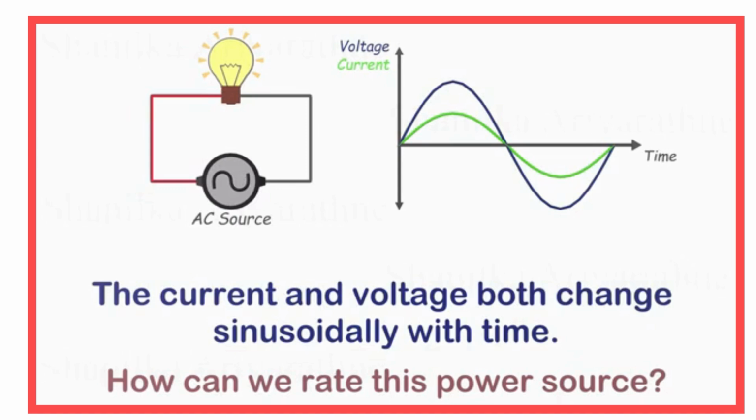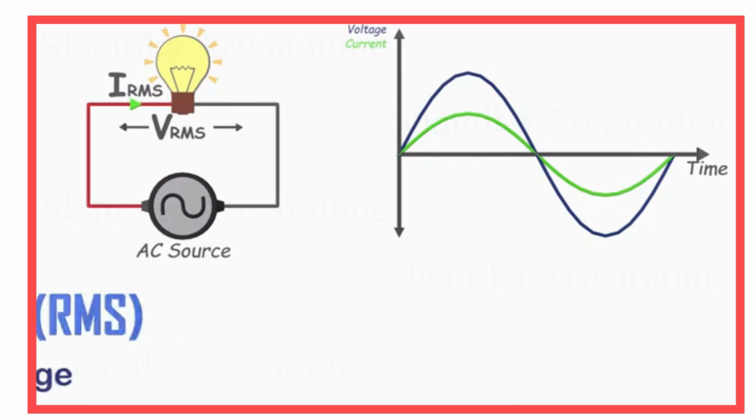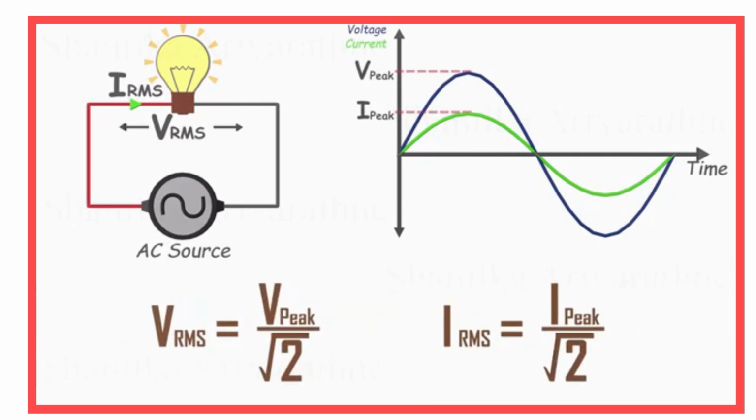In alternating current systems, we calculate the root mean square voltage and current values. The RMS values can be calculated by dividing the peak value by the square root of 2. We won't delve deeply into RMS values in this video. For a better understanding of RMS voltage and current, you can watch our previous video. I'll provide the link in the description.